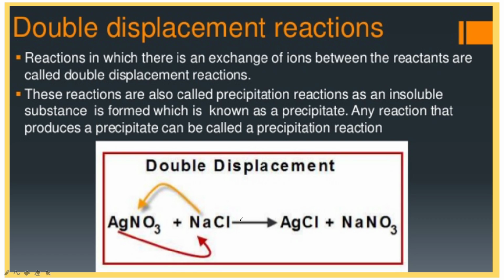These double displacement reactions are also called precipitation reactions, as two different compounds are forming in the product. One insoluble substance will form, and that insoluble substance is called a precipitate. Any reaction that produces a precipitate can be called a precipitation reaction. Here the mutual exchange of atoms or groups of atoms takes place, forming new compounds.